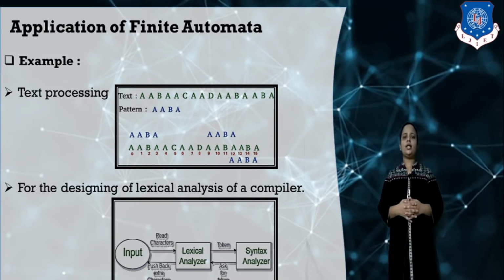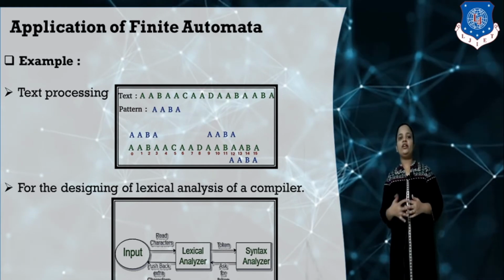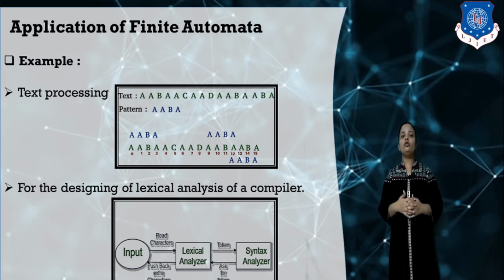What does the lexical analyzer do? It reads the characters from the source code and generates tokens. If it is a valid token, it does not generate any errors, but if it is not a valid token, it generates errors. And how does it do this? It does so with the help of regular expressions and pattern rules.